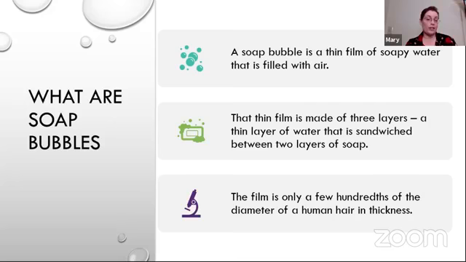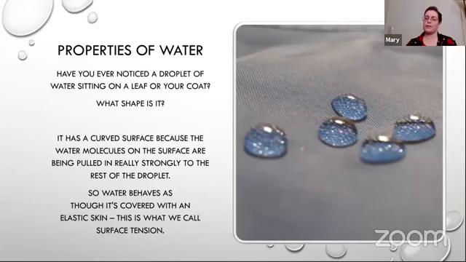And to do that, we have to understand a little bit about the water that's one of the main components in making our soap bubbles. So when you think about water, many of us think about water we get from the tap, maybe rain that falls from the sky. Have you ever noticed a single droplet of water sitting on a leaf, or maybe on your coat, or perhaps on the surface of your car, or maybe running down the surface of a window? Have you ever noticed what shape it's in?